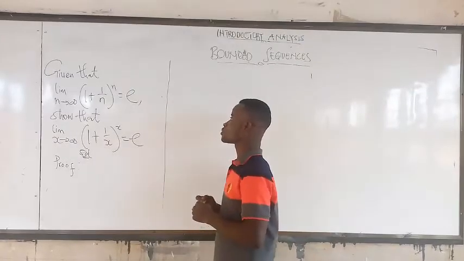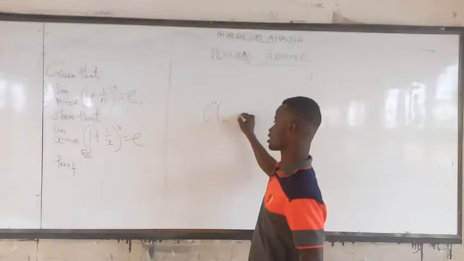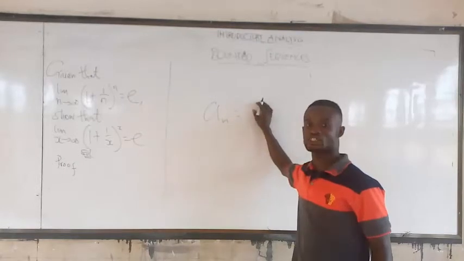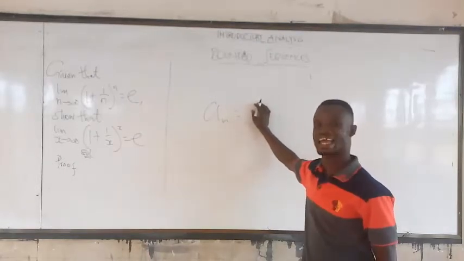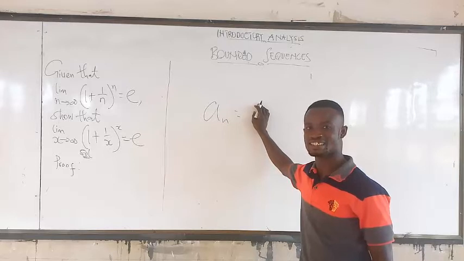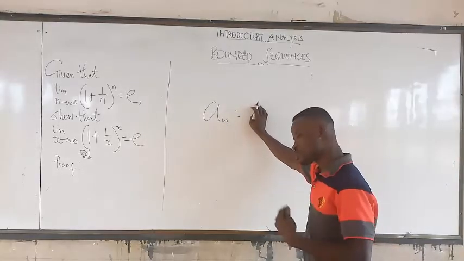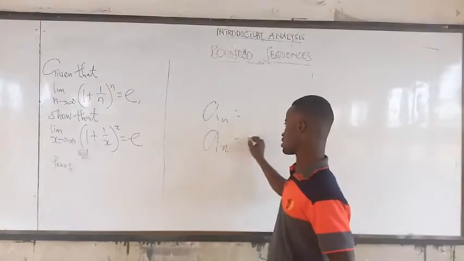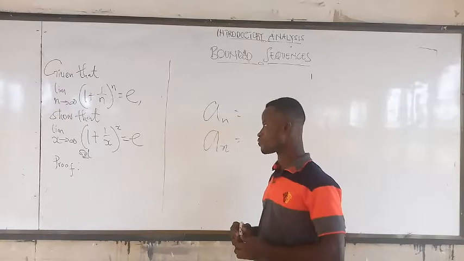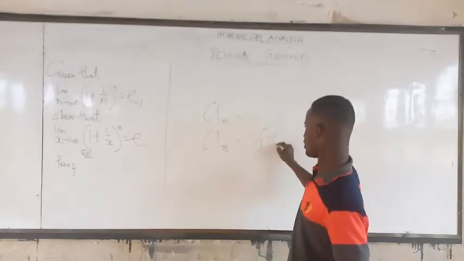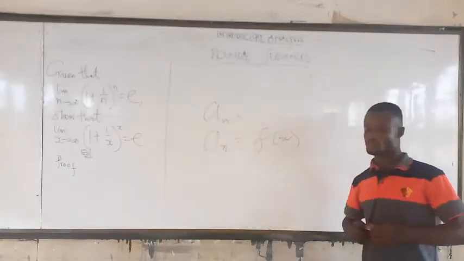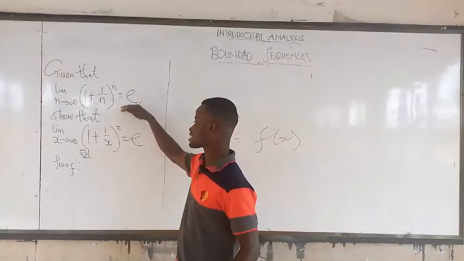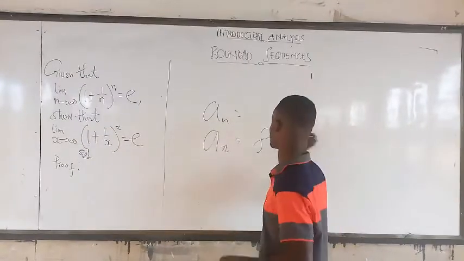Now, anytime you see a_n, that is a relation in terms of n, representing a sequence. And if you see a function in terms of x, f of x, this also represents a function. So we are going to see whether this is the same as that. That is what we want to look at right now.